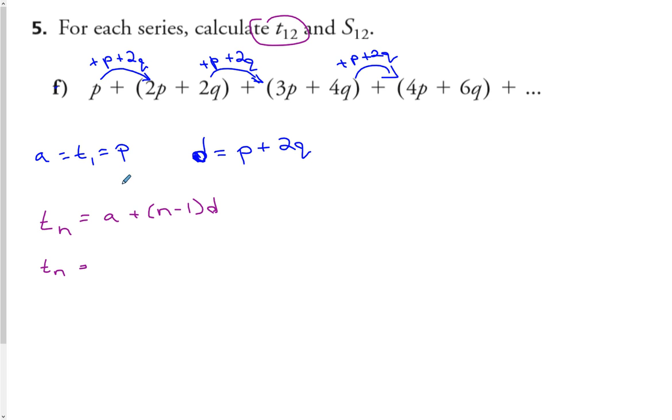Our first term is p. Our common difference is p plus 2q. Now we're going to need to multiply through the brackets. So that means we got to do FOIL, right? First, outside, inside, last. This one's going to multiply that one and that one. And this one's going to multiply that one and that one. Okay, we got to multiply all those things through the brackets. Whew, that's tough.